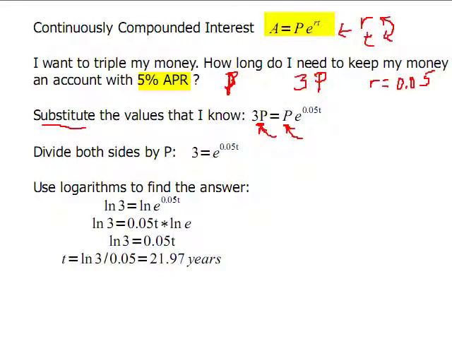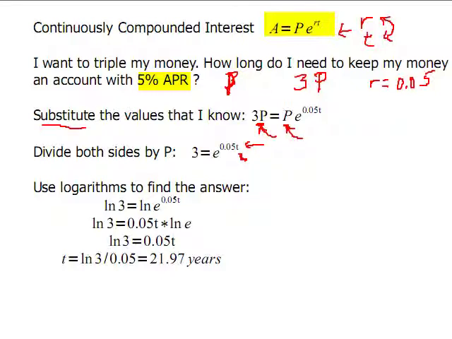This is an inverse problem because I'm trying to find the value of a variable that is up here in an exponent. I can't find this value until I get it down to the main part of the equation, get it out of being an exponent, and then I can just solve it in the usual manner, isolate the variable. To get that exponent down, I use logarithms. So I'm going to take the log of both sides.